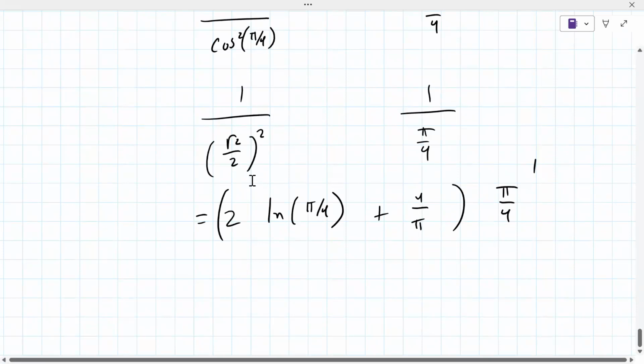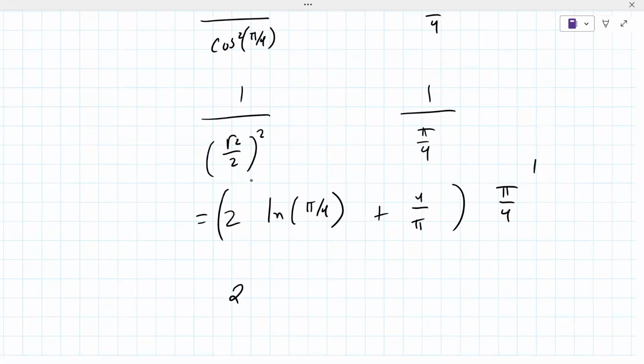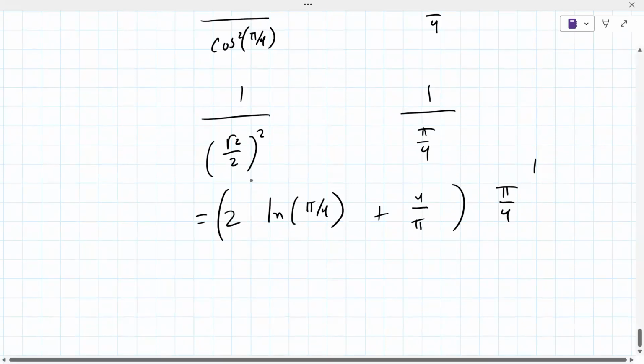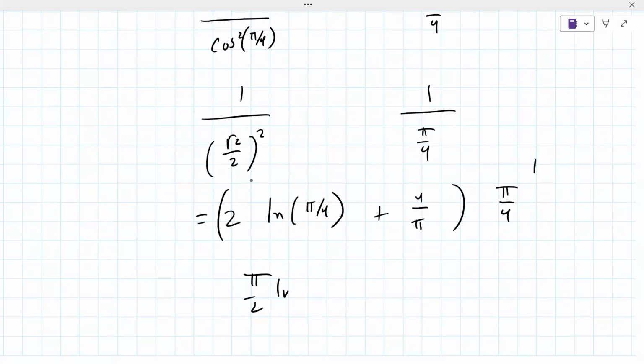You could multiply in and get pi over 2 times natural log of pi over 4 plus 1. Like you said, you don't simplify. Yeah, no, I don't simplify. I'm too scared to mess it up. Simplify. Yeah, it's a lot of time to not be sure.